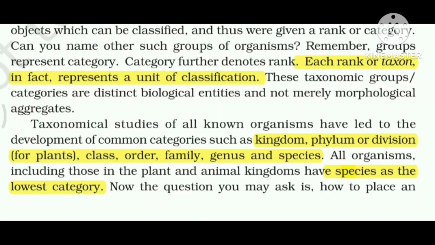Here we discuss that rank or taxon is the unit of classification, and there are some common categories like kingdom, phylum or division, class, order, family, genus and species. We use phylum for animals and division for plants. We know that species is the lowest category of all these.